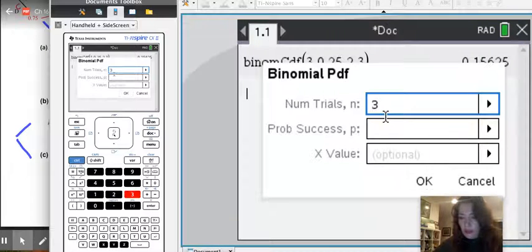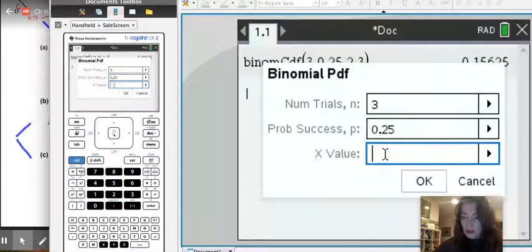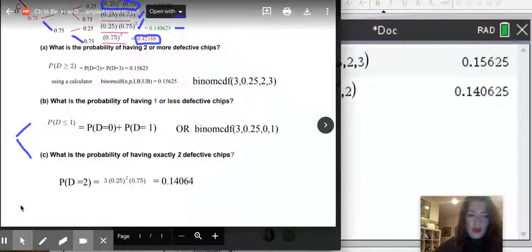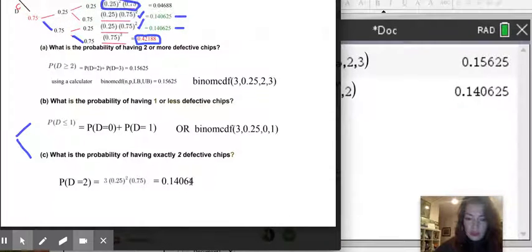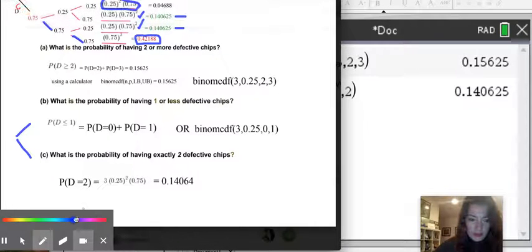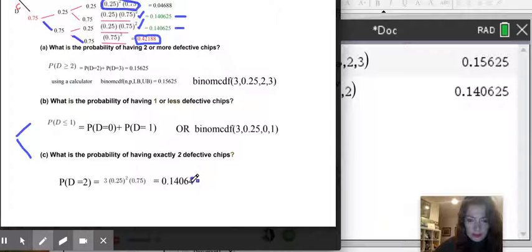We have 3 trials, that's our N. Probability of success, in other words, in this case we want to know how many defective, and exactly 2. So picking exactly 2 will get us to the probability. So it is 0.140625, which is actually rounded up to 3. So I would change this value right here to, let me rewrite that as 3.